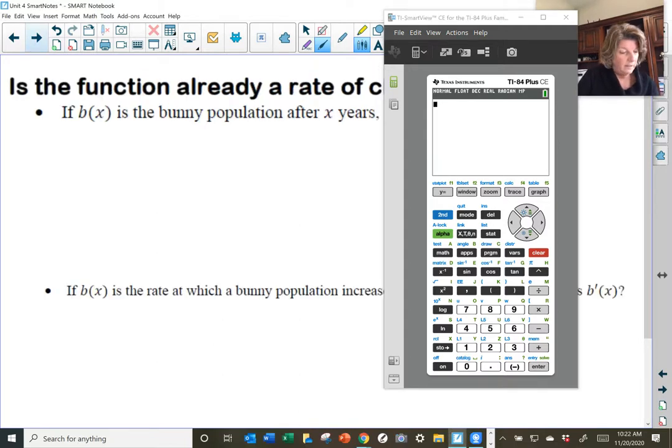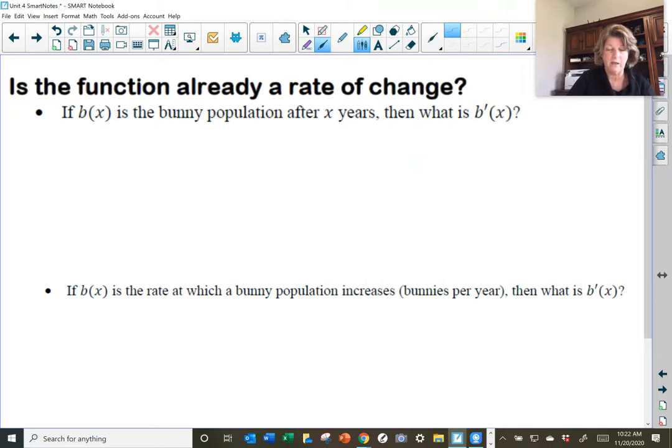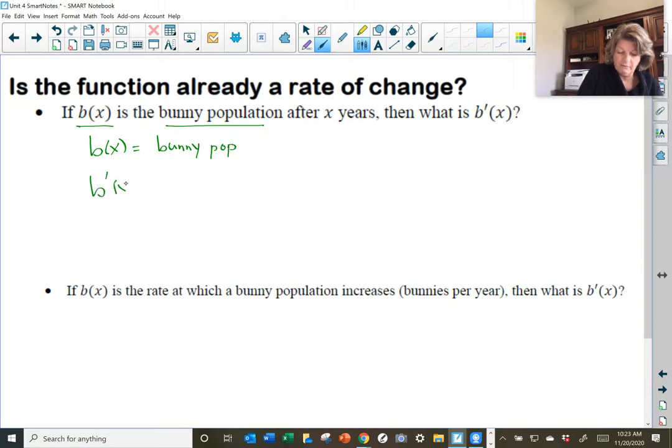Next, it says, is the function already a rate? Sometimes it can be difficult to tell, and you just have to read very carefully. So in this example, it says, if b of x is the bunny population after x years, then what is b prime of x? In this case, b prime of x is the rate of the bunny population, correct? B of x is just bunny population. So if I take b prime of x, now I'm getting the rate of the bunny population.